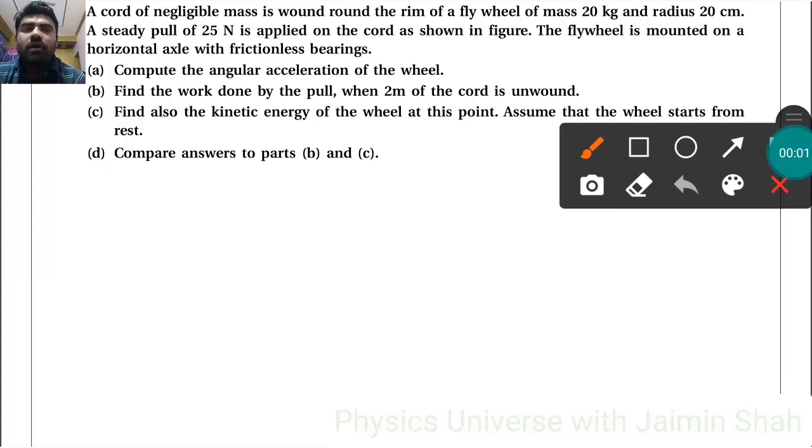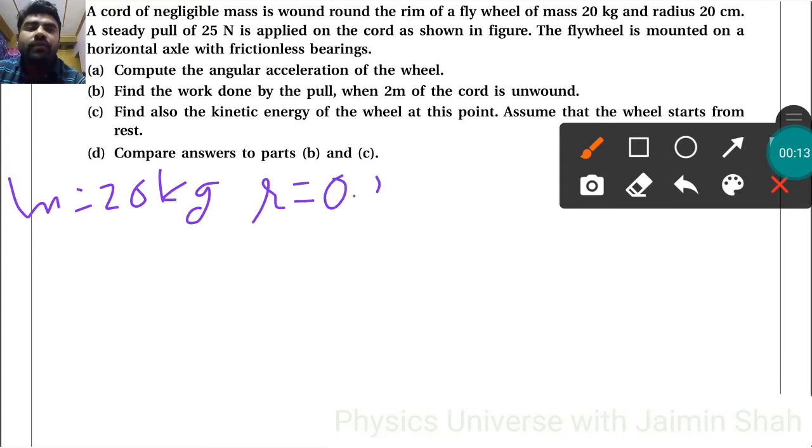Question is, a cord of negligible mass is wound around the rim of a flywheel of mass 20 kilogram, radius 20 centimeters, so 0.2 meter. A steady pull of F equal to 25 Newton is applied on the cord as shown in the figure. The flywheel is mounted on a horizontal axle with frictionless bearings, right?